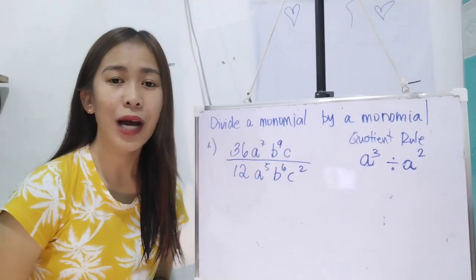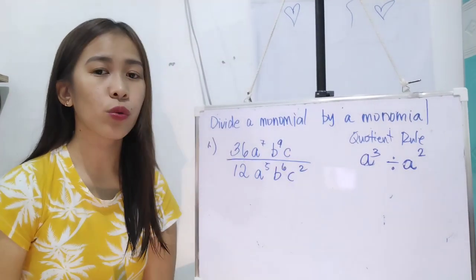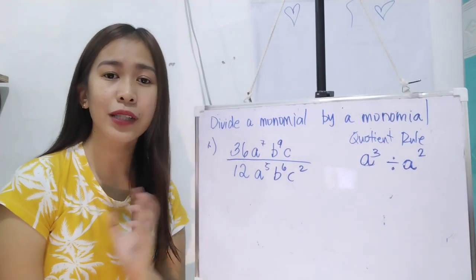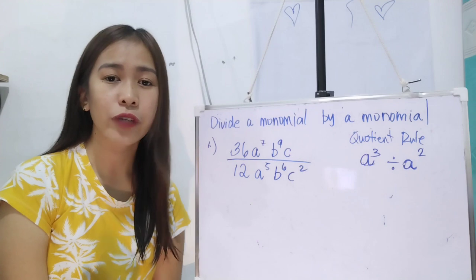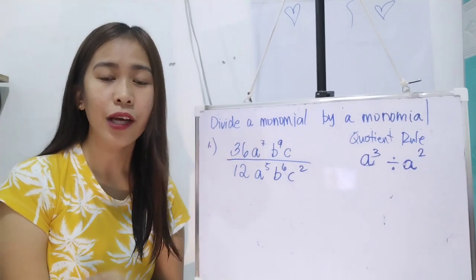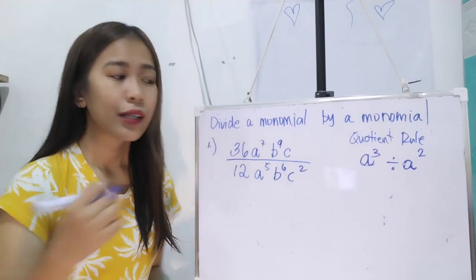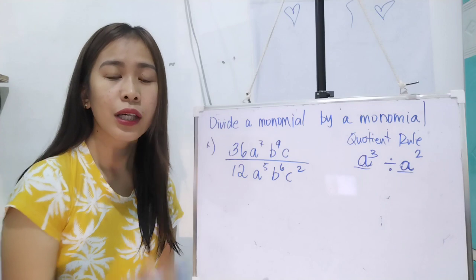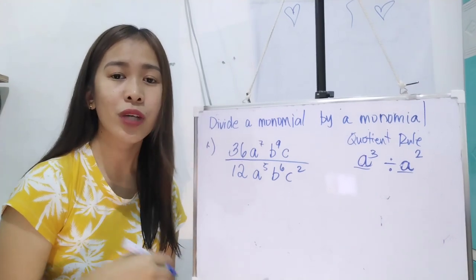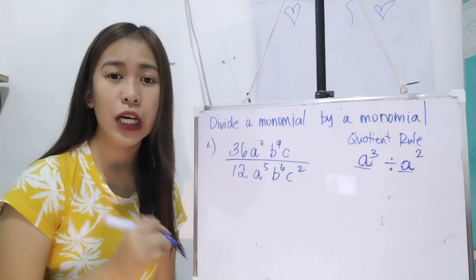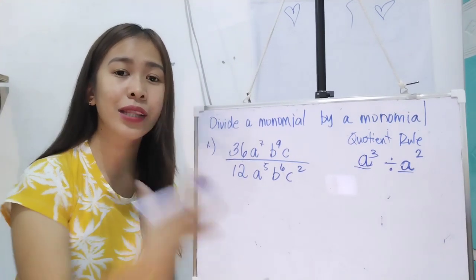So, syempre, ano ba ang sinasabi ni quotient rule? Ito naman, kabaliktaran kay product rule. Kung si product rule, i-add natin yung exponent, dito naman ay isusubtract natin yung exponent na dapat ay magkaparehas yung base, or in a condition na pare-parehas yung base. Doon lang tayo makakapag-subtract ng exponent, kagaya din ni product rule. Okay? Na mag-a-add naman doon.